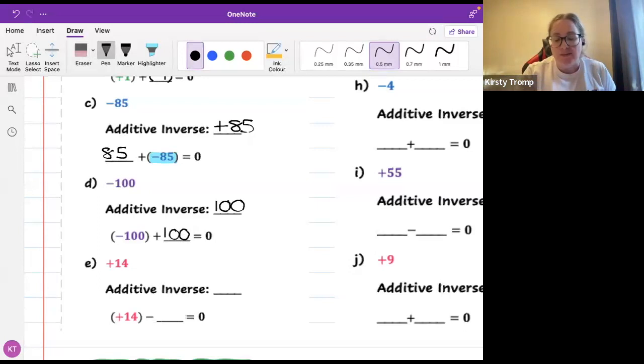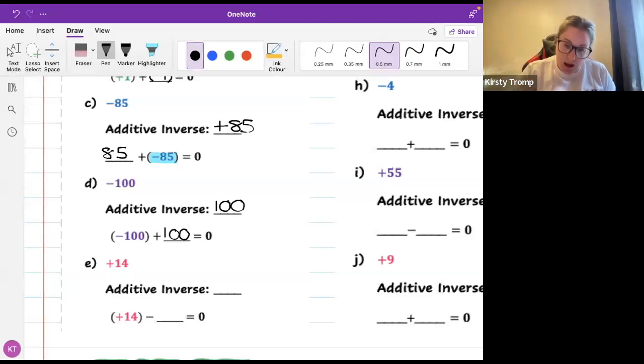Why didn't I have to write the brackets this time? Why did I not need the brackets? Because the number was already positive. I would need to put brackets when the number is negative, or if the sign was different. So let's have a look at the next one.